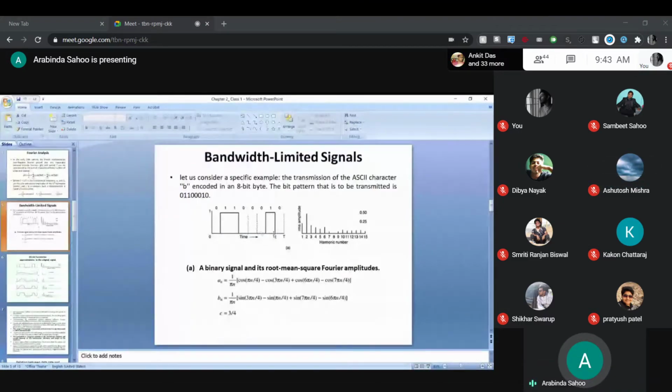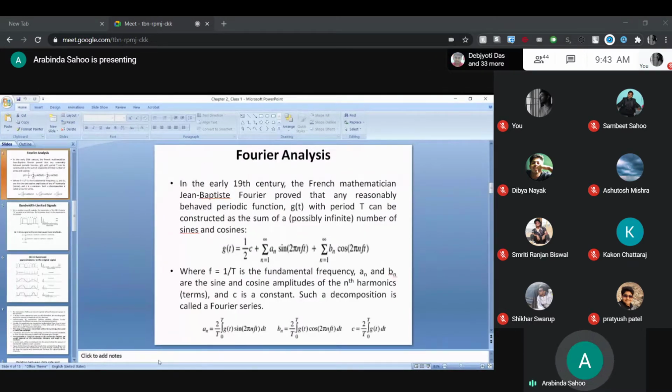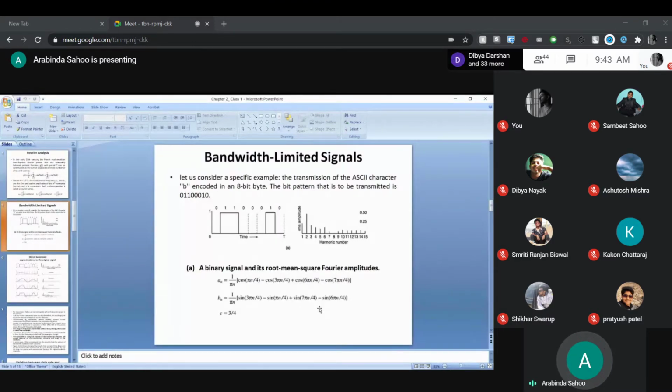If the same pattern repeats in both directions, and the fundamental period is t, and you put some value of t, this is the mathematical representation. If you calculate using this mathematical expression an, bn and cn, this is the form.